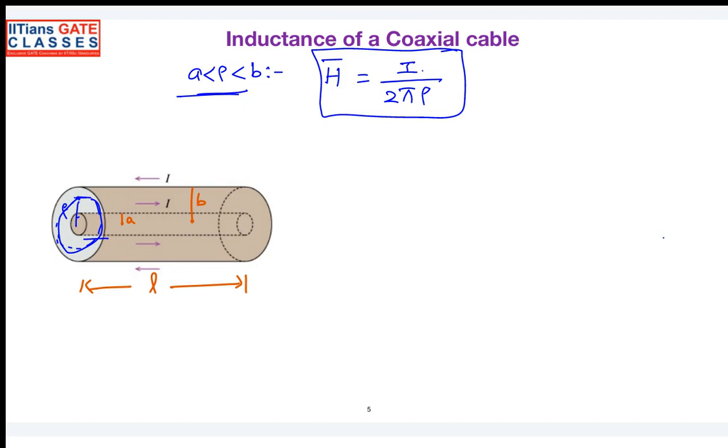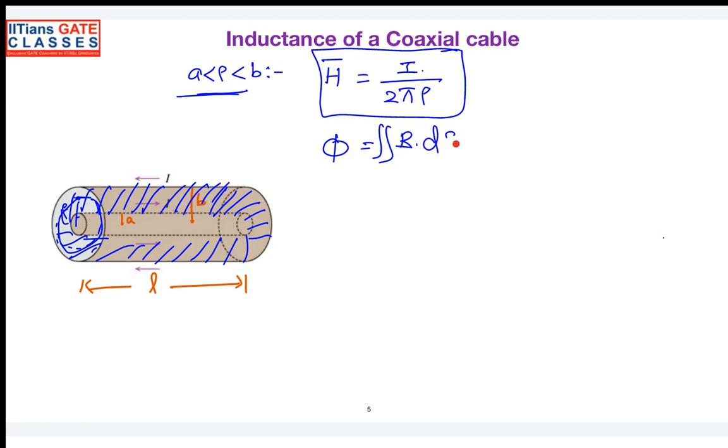So you can calculate what is the flux. The flux is nothing but the flux density multiplied by the area. You can see here the flux is contained within this area when you go between inner conductor and outer conductor. That is the reason why I take the flux density multiplied with ds, B dot ds.